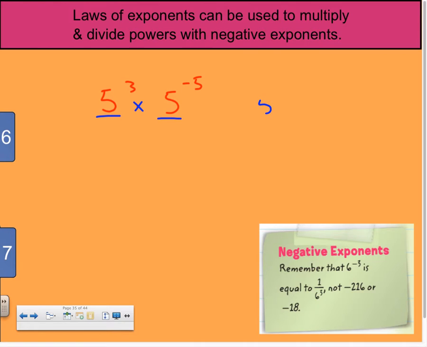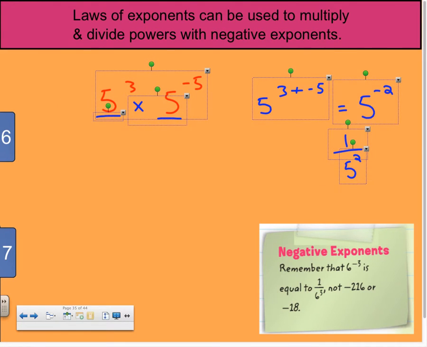So I've got 5 raised to the 3 plus negative 5. 3 plus negative 5 is what? Negative 2. So I have 5 to the negative 2nd power. Now, what if they don't want us to have negative exponents in our answer? How would I rewrite that? Very good, Devin. It would be 1 over 5 squared. All right, that's what we learned about today.